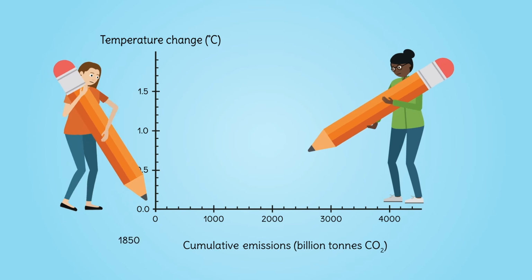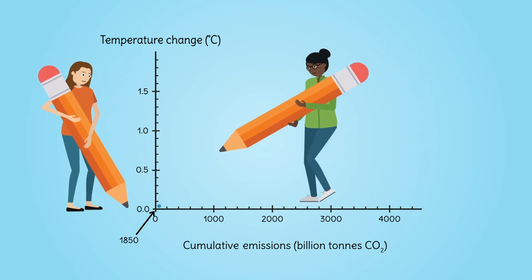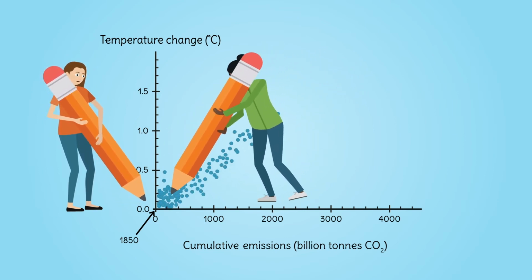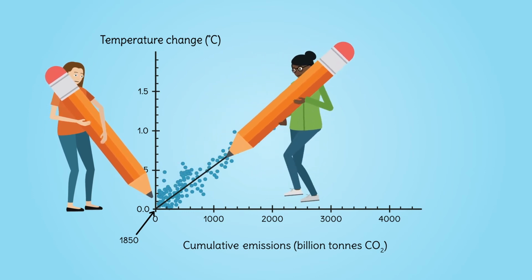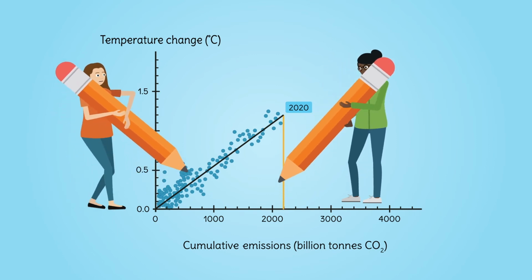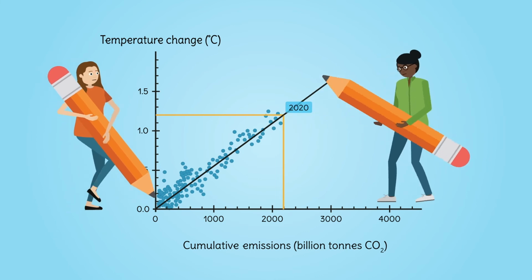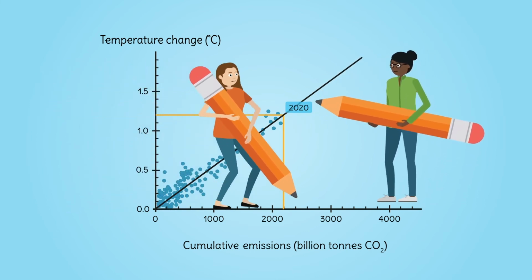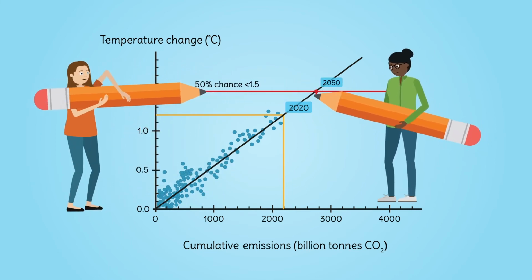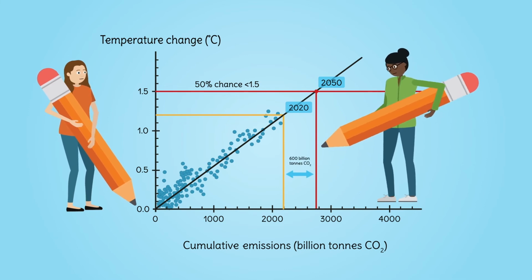Let's start in 1850, the Industrial Revolution. Cumulative emissions are negligible. Temperature change is barely detectable. Adding all data points from 1850 to 2020, humans have emitted around 2,000 billion tonnes of CO2. The average temperature is about 1.2 degrees warmer. This relationship between cumulative emissions and temperature change now tells us our remaining carbon budget if we want to stay below 1.5 degrees of warming. Around 600 billion tonnes of CO2.